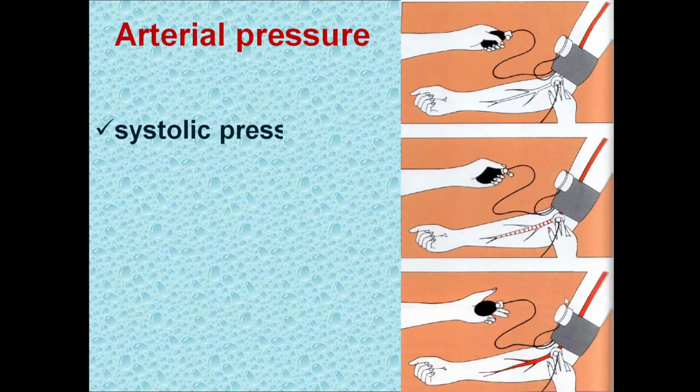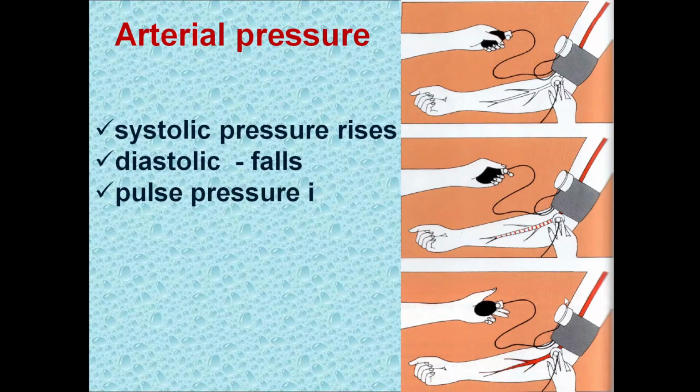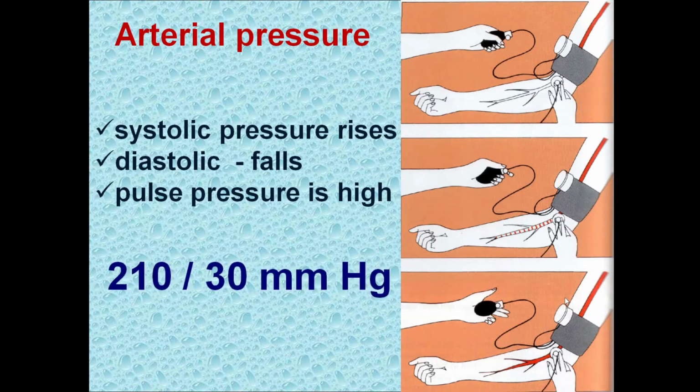Arterial pressure also has specific characteristics. Systolic pressure rises because of increased heart stroke. Diastolic falls because peripheral arteries empty due to comeback blood flow. As a result, high pulse pressure. For example, blood pressure of the patient with aortic regurgitation may be 210 for systolic and 30 for diastolic.